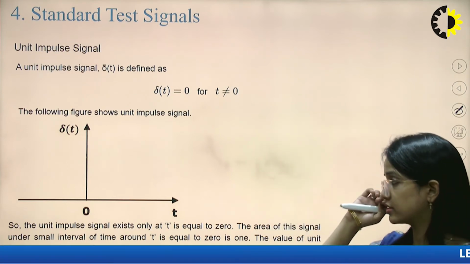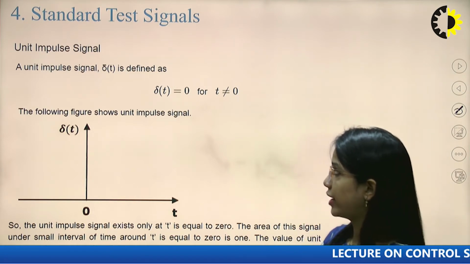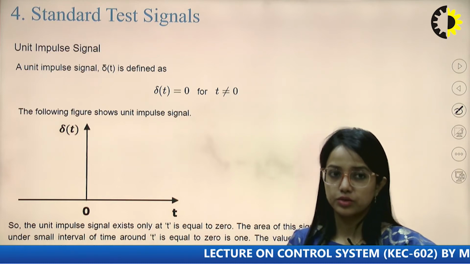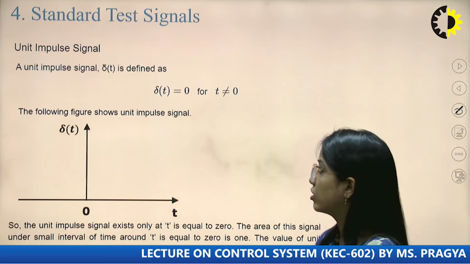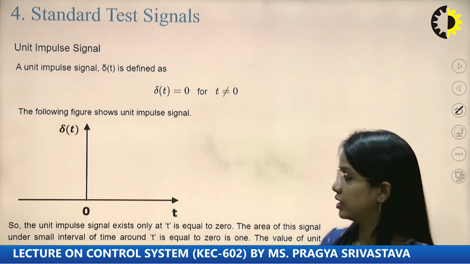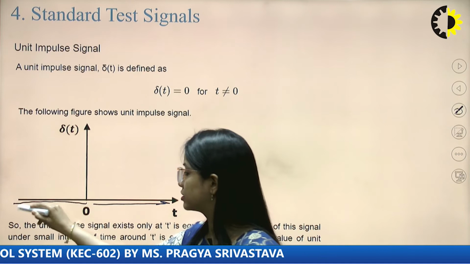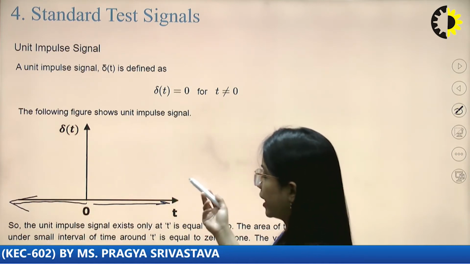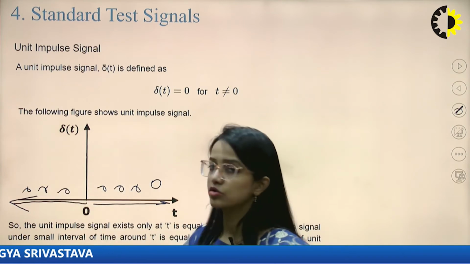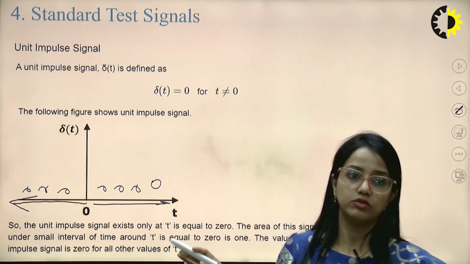We all know it is impulse, and the unit impulse signal delta(t) is defined as delta(t) equal to 0 for t which is not equal to 0. So, for the remaining values of t, like from here to here, everywhere, the magnitude will be 0 everywhere. So, delta(t) will be 0 for all the non-zero values of t.